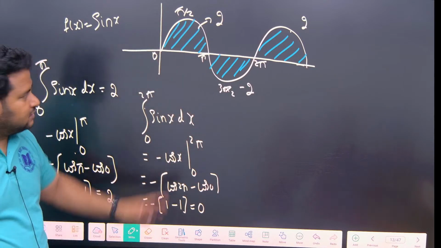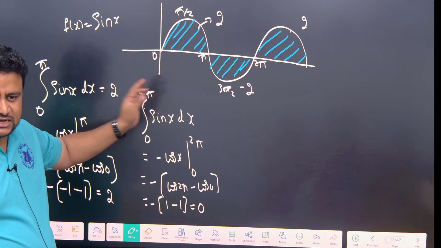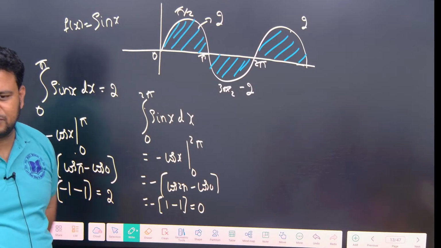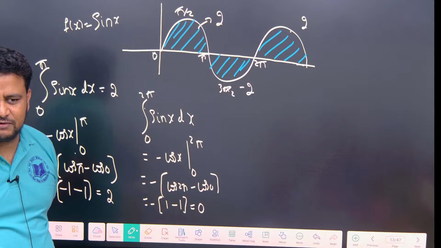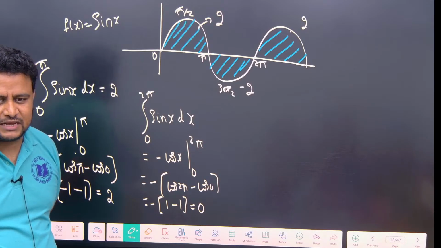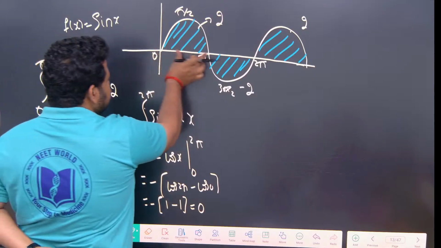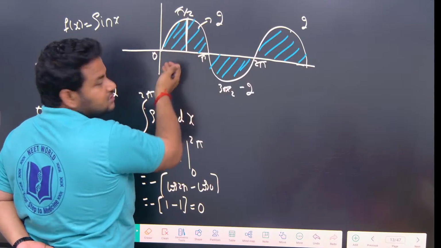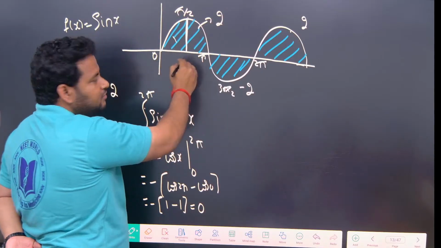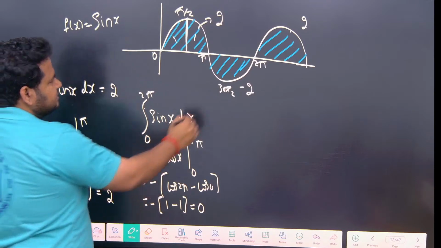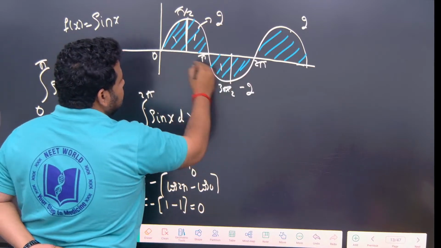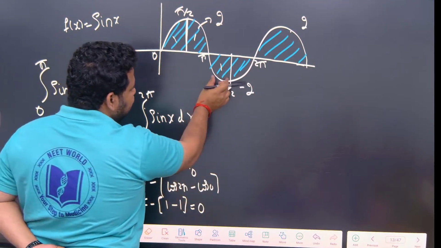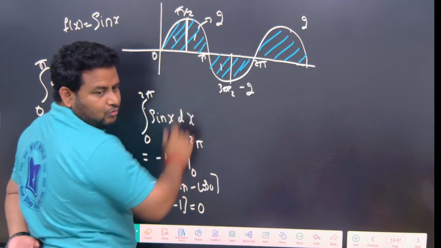Now you have to remember, the integral of sin x dx from 0 to pi, the answer is 2. If I do 0 to pi by 2, the answer will be 1. From here to here it is 2, so this is half, so this will be 1. So if I say 0 to 3 pi by 2, the answer will be 1 plus 1, 2, 2 minus 1 is 1 only, because my 3 pi by 2 will come below.